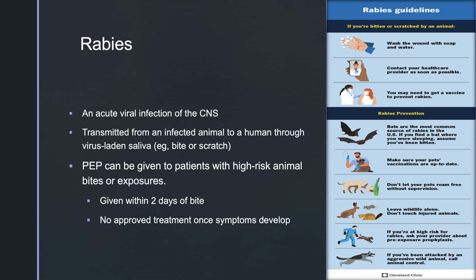If we can begin what's called PEP, post-exposure prophylaxis, as soon as possible, at the very latest within 2 days of that exposure, of that bite, we can avoid the rabies infection growing and manifesting within the patient, because once symptoms develop, there's no approved treatment for rabies. So the virus will take its course, and from that point, it's just symptom management. So we need to identify it early and begin that post-exposure treatment as soon as possible.